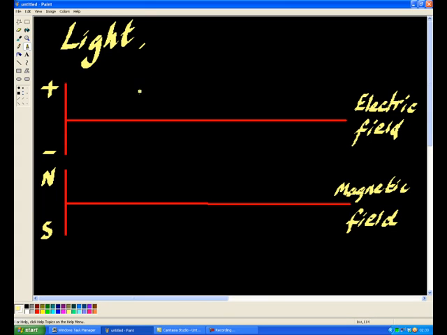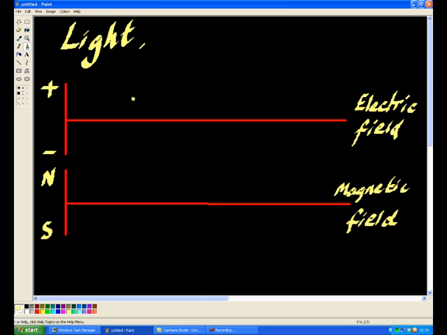Hello again. Can you remember last lesson we were looking at the relationship between electricity and magnetism? Well, today follows the same theme. We'll be looking at light. Light is shortwave radiation, which is an electromagnetic wave.